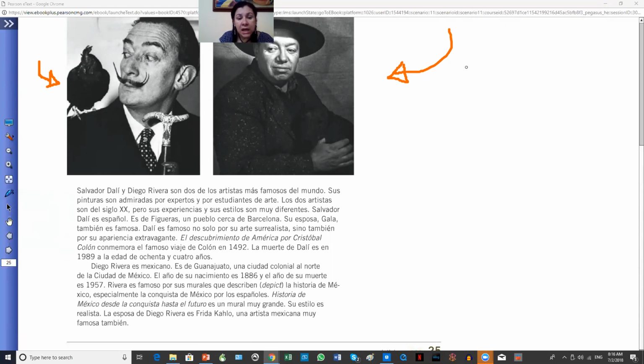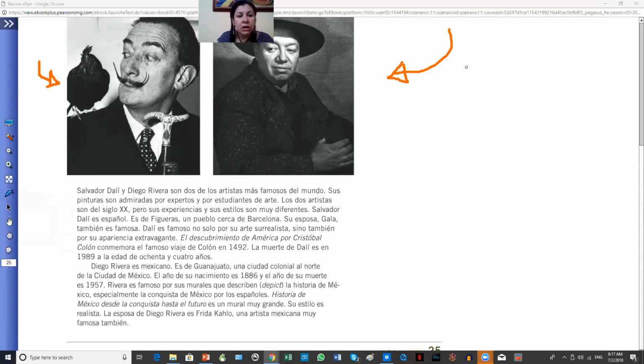Diego Rivera es mexicano, es de Guanajuato, una ciudad colonial al norte de la Ciudad de México. El año de su nacimiento es 1886 y el año de su muerte es 1957. Rivera es famoso por sus murales que describen la historia de México, especialmente la conquista de México por los españoles. Historia de México desde la conquista hasta el futuro es un mural muy grande. Su estilo es realista. La esposa de Diego Rivera es Frida Kahlo, una artista mexicana muy famosa también.